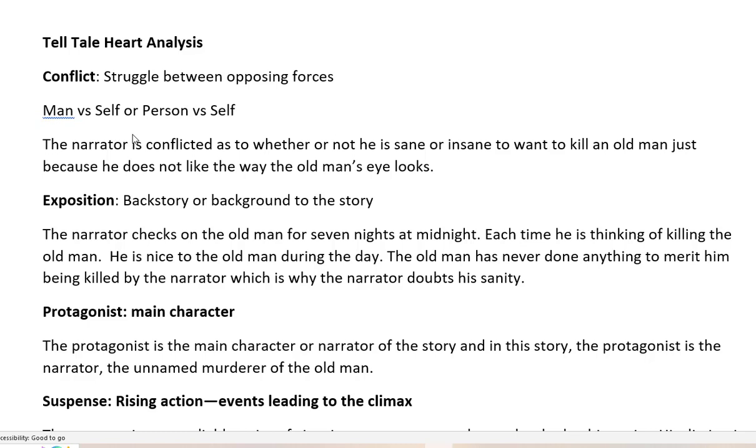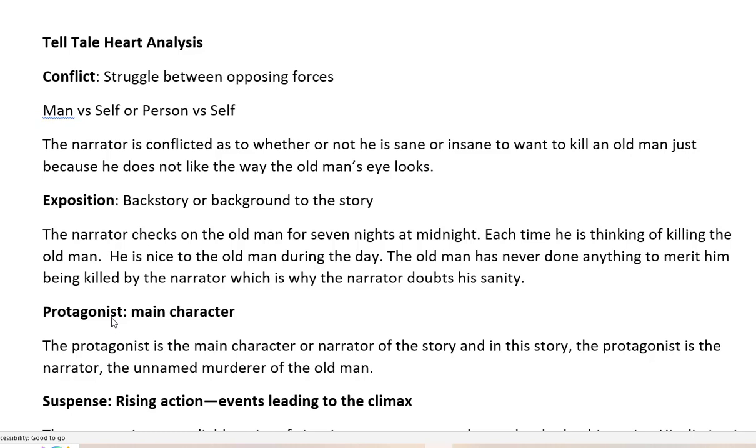A protagonist is the main character. He's the narrator. He's the person who is telling the story. So the protagonist is the main character or narrator. And in this story, the protagonist is the narrator, the unnamed murderer of the old man.